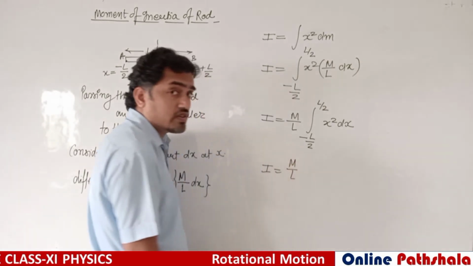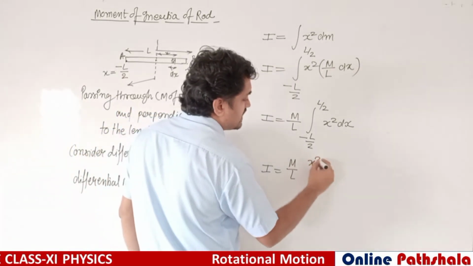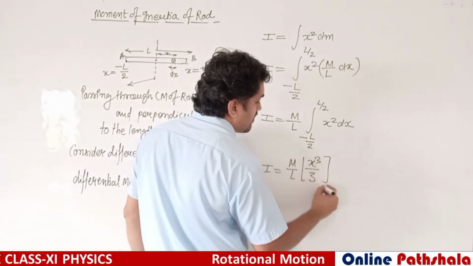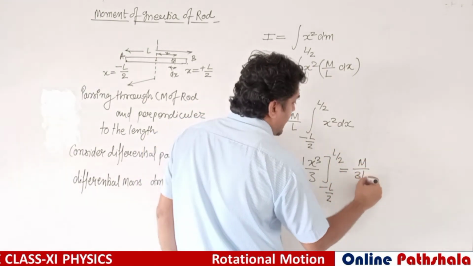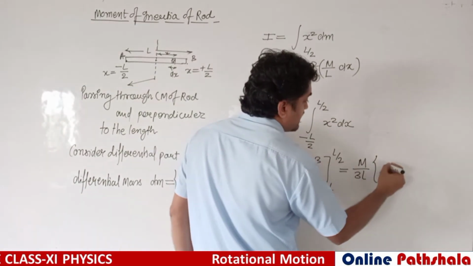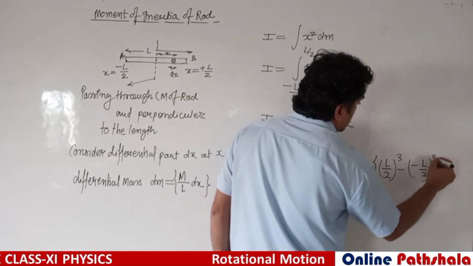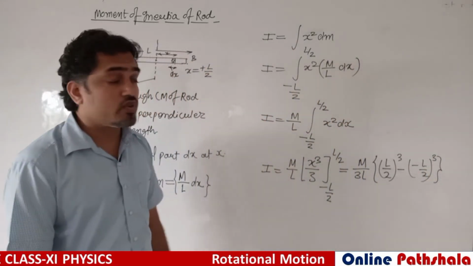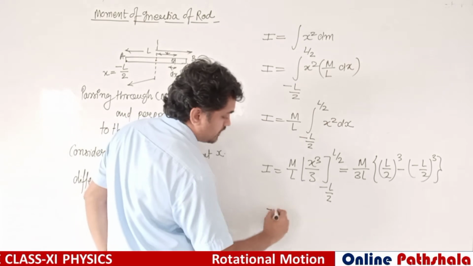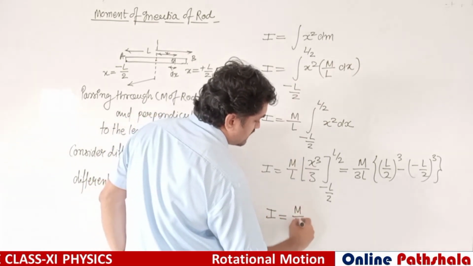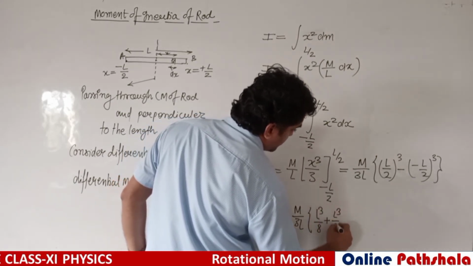What is the integration of x square? You know very well, it is x square by 2. Oh, sorry, it is x cube by 3, with limits from minus L by 2 to L by 2. So it will be m by 3L. Now we put the upper limit, L by 2 whole cube, minus minus L by 2 whole cube. What do we do with this negative sign? It will make plus. So I is equal to m divided by 3L times L cube by 8 plus L cube by 8.